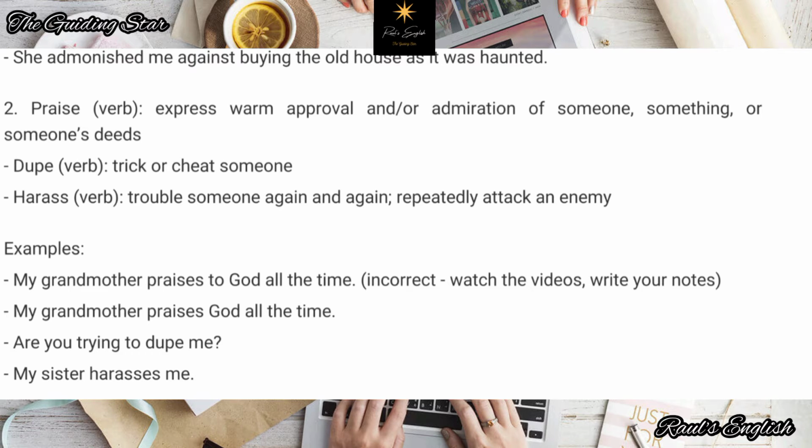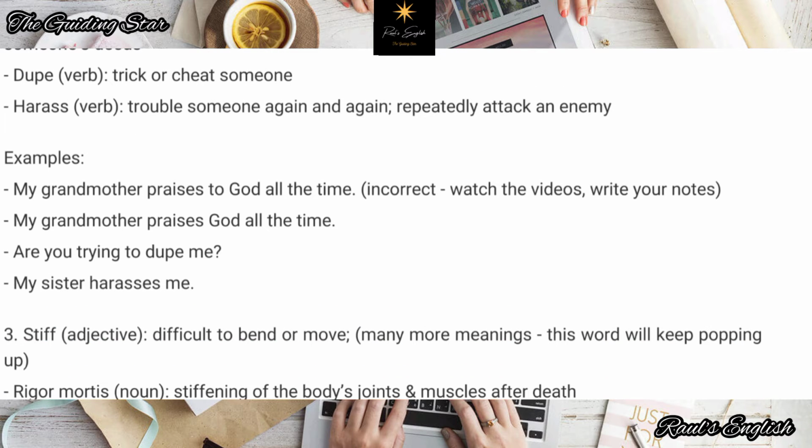And number two, so examples, my grandmother praises to God all the time. Had you seen the video which I told you to watch last week, you would not have made this mistake. You cannot praise to God. So my grandmother praises God all the time. God is capital G. Usually it's a capital G. Sometimes in some places you will see it written as a small g, but usually it's a capital G. Usually it's a proper noun.